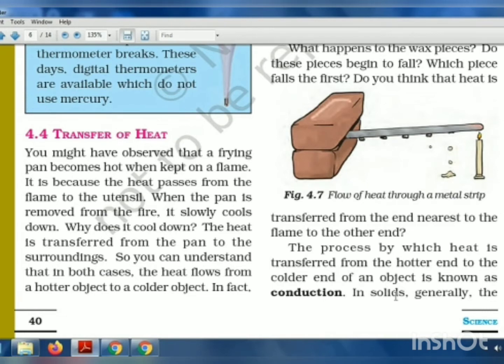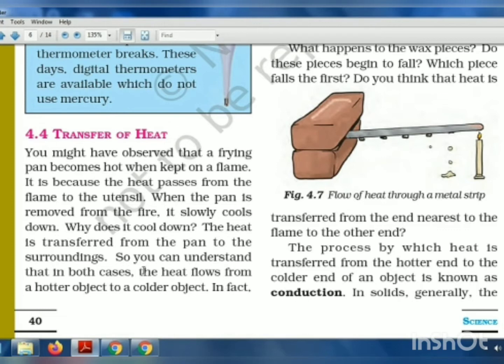Now the next topic in this chapter is transfer of heat. You must have observed that a frying pan becomes hot when kept on a flame. It is because the heat passes from the flame to the utensil, and when the pan is removed from the fire, it slowly cools down. Why does it cool down? Because the heat from the hot pan is transferred to the surroundings. So you can understand that in both cases, the heat flows from a hotter object to a colder object.